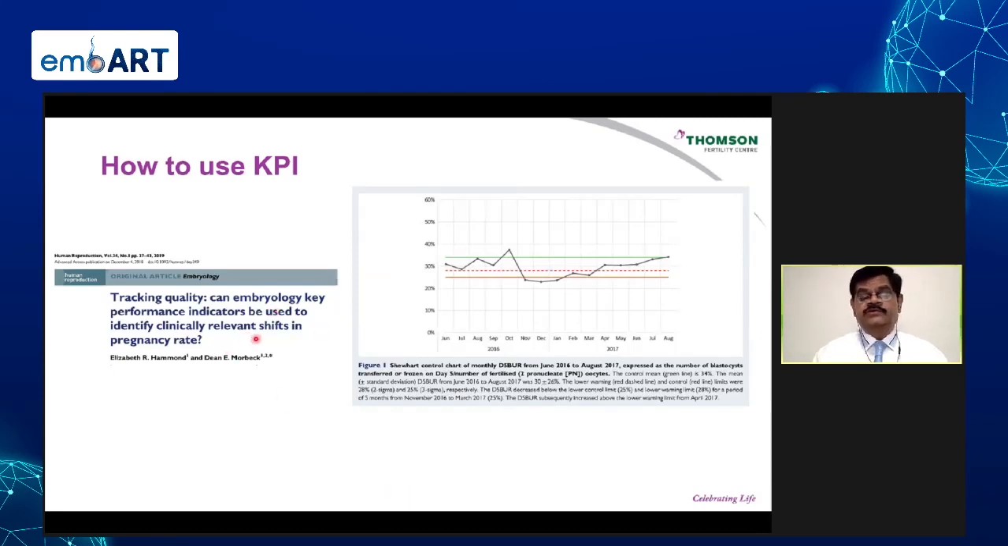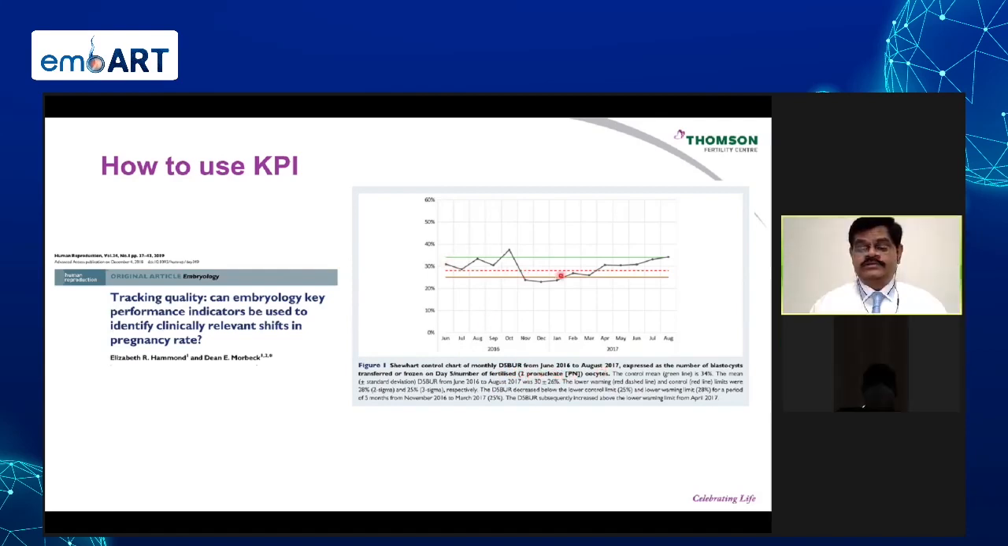Can embryology key performance indicators be used to identify clinically relevant shifts in pregnancy rate? Yes, they did. So like the charts I showed you for my center, the Shewhart control chart of monthly day 5 blastocyst utilization rate for almost 1 year is shown here, right? So the blastocyst rate dropped here. Then you start to troubleshoot what's happening there.